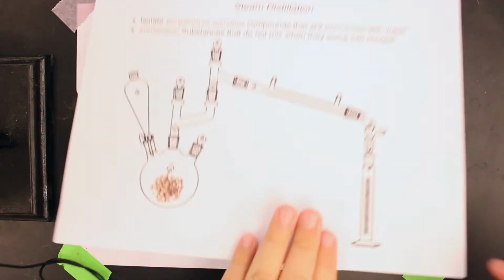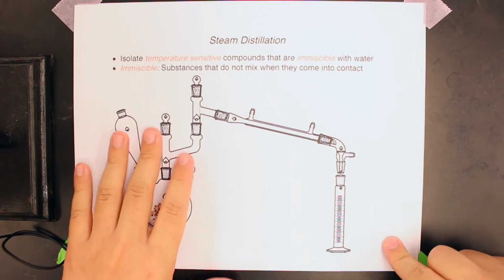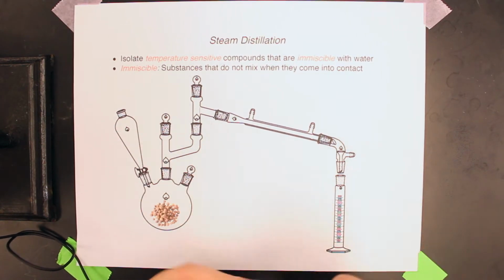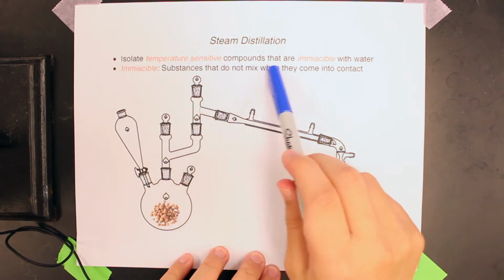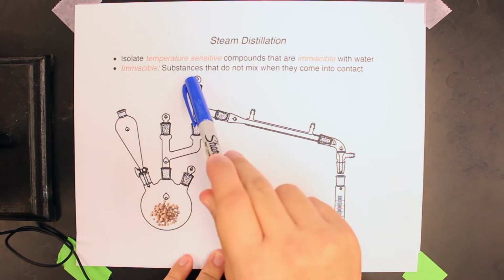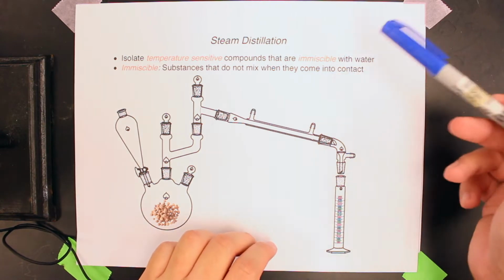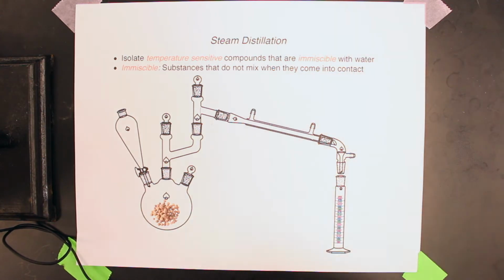And that's something we're going to take advantage of to isolate the molecule using steam distillation. Steam distillation is sort of similar to the technique we used in the first lab, but the difference being it's used to isolate temperature-sensitive compounds that are immiscible with water. And immiscible is a term that describes substances that do not mix when they come into contact with each other. So for example, if you mix oil and water, they will separate into different layers.